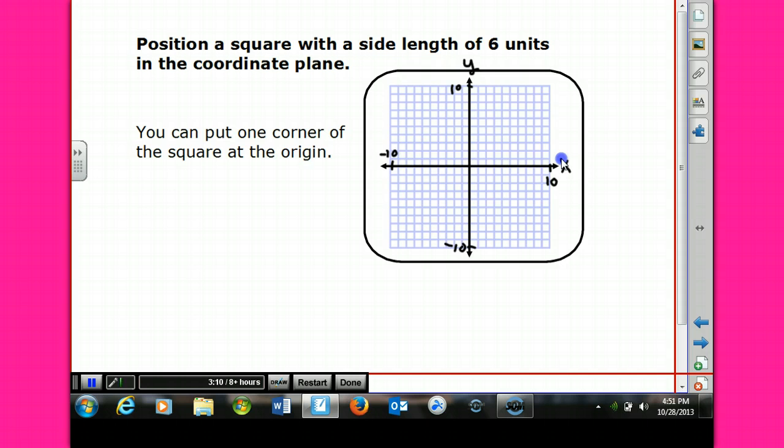So I could put a vertex of the square at 0, 0, and then go ahead and make a side of 6 units. 3, 4, 5, 6. And I could make the second side going straight up, right? 1, 2, 3, 4, 5, 6. And we need to complete the square by completing the other 2 sides. Awesome. Okay, so there is a square in a coordinate plane with side lengths of 6 units.